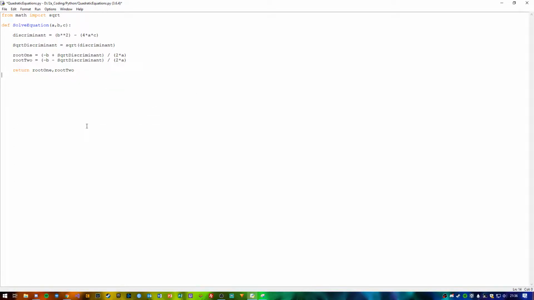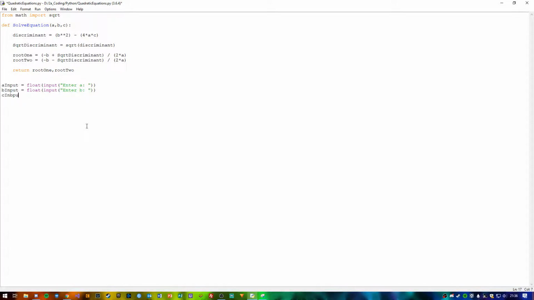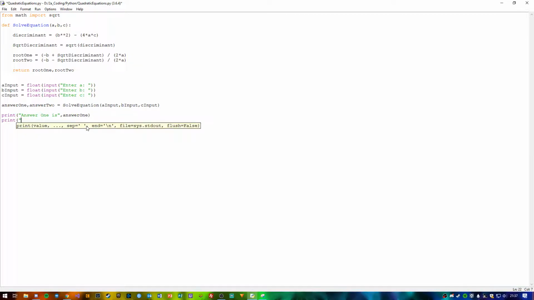So now we need to take 3 inputs, one for a, one for b, one for c. So we're going to do a input, and we're going to take them as floats. And we're going to do the same for b and c. And then we're going to pass them into the function to get the answers to the equation. So we're going to get answer 1 and answer 2 equal to solve equation, and we give it a input, b input, c input. And then we're just going to print out the answers. So we're going to print answer 1 is answer 1, and then the same for answer 2.